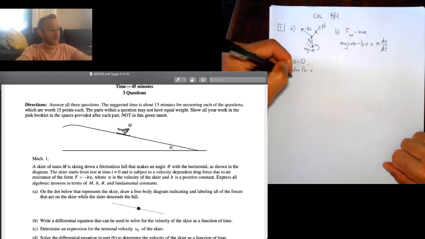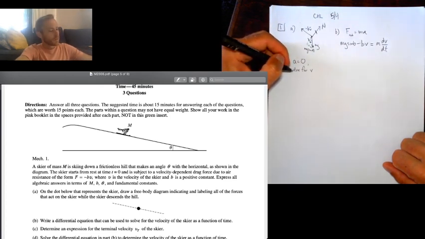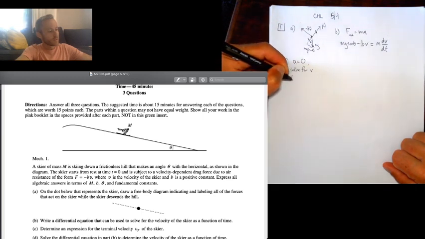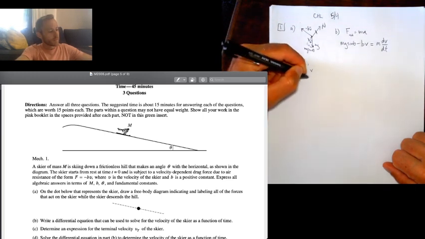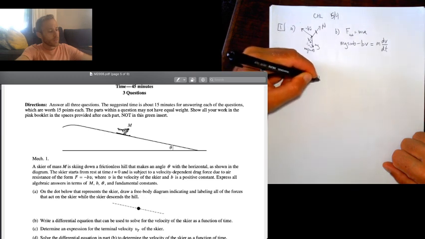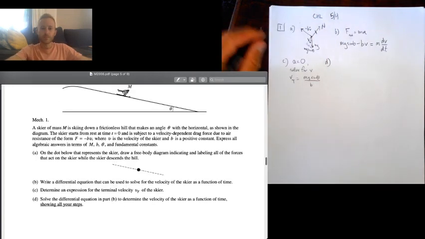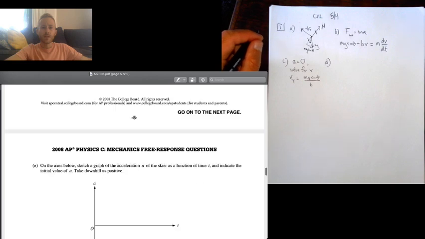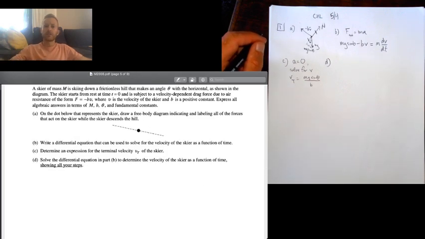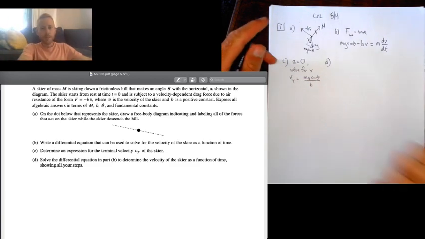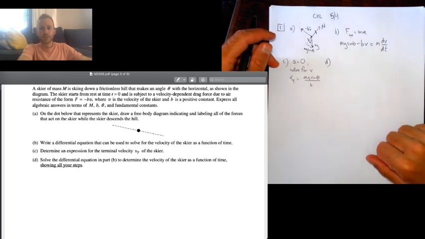And we would get v sub t equals mg sine theta over b. All right, part D. Solve the differential equation in part B to determine the velocity of the skier as a function of time, showing all of your steps.